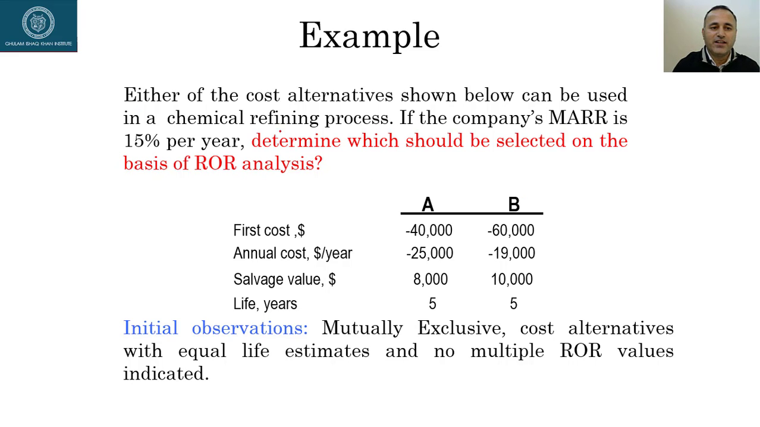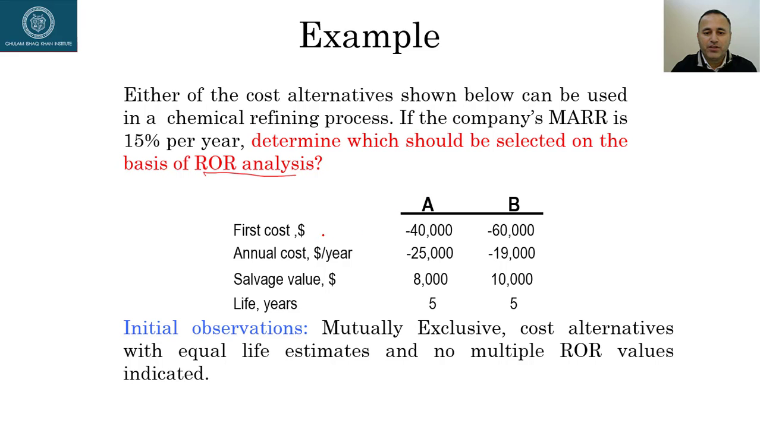So let's take this example. Either of the cost alternatives shown below can be used in a chemical refining process. If the company's MARR is 15%, determine which should be selected on the basis of ROR analysis. So there are two cost alternatives.